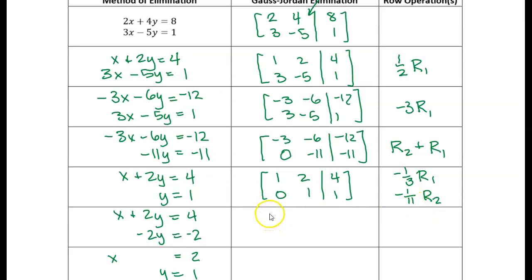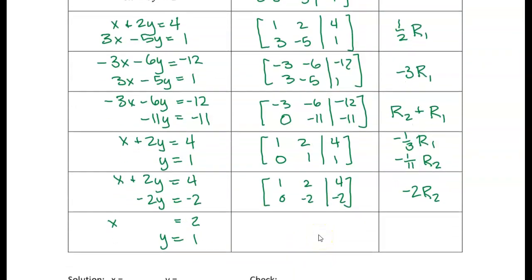Okay, so now again we can write the augmented matrix corresponding to this next set of equations. 1, 2, 4, 0, -2, -2. All right. So what did I do from one augmented matrix to the next? I basically took the second row and multiplied by -2. So -2 times row 2. All right. Which is just equivalent to taking the second equation and multiplying both sides by -2.